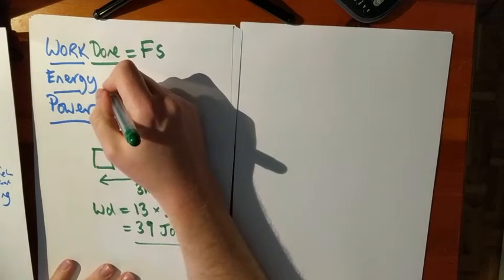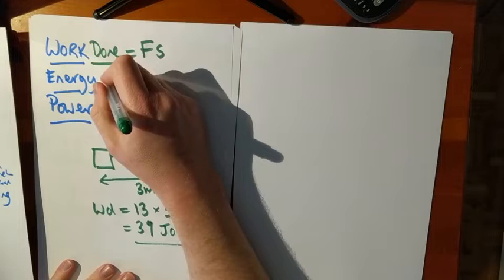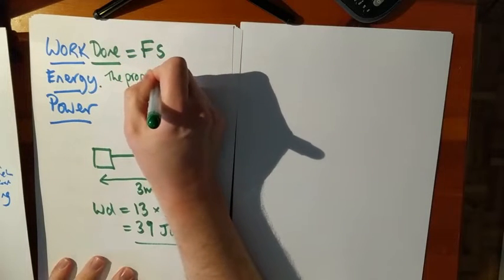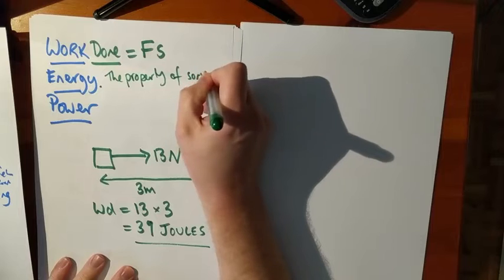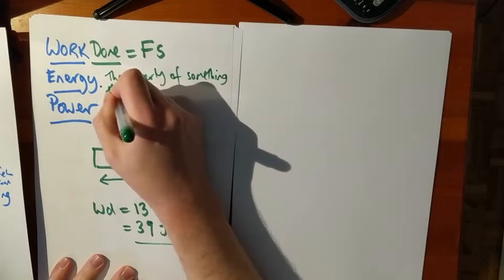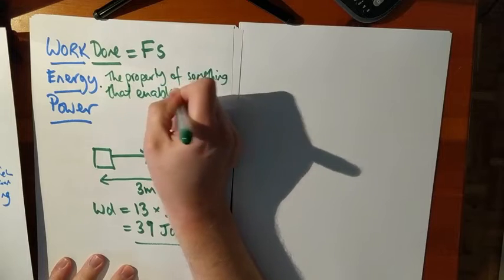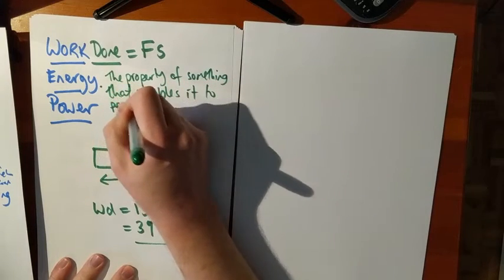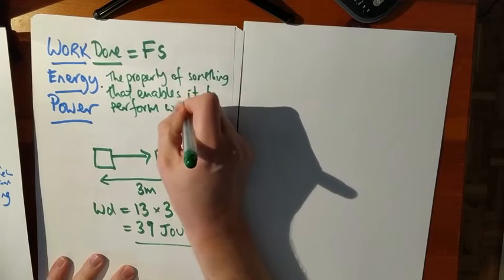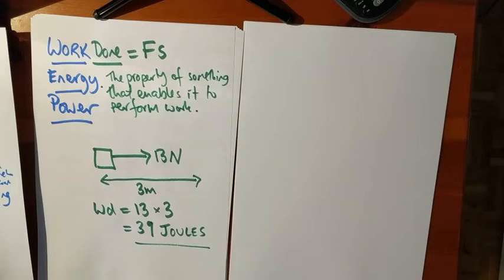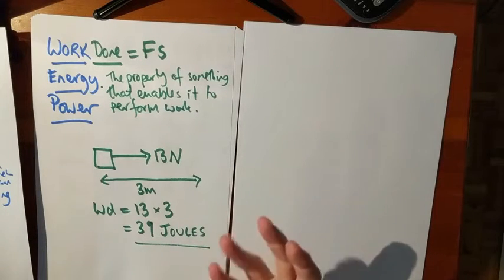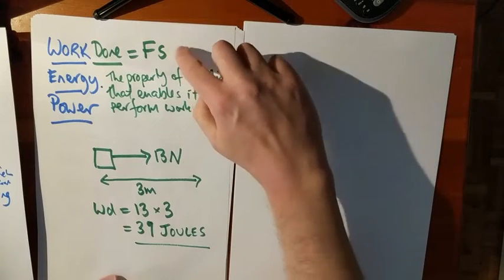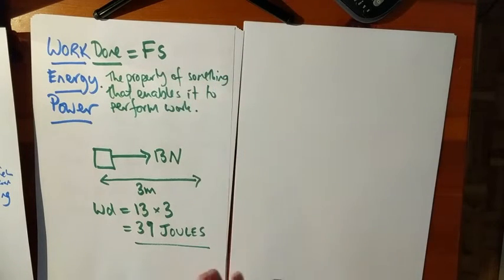But in general, you can think of energy as being the property of something that enables it to perform work as defined above, as being the force times the displacement. So we're going to be talking about things which are in motion horizontally, the kinetic energy of something that's in motion, or the potential energy of something that's falling. And all of these things, work done and energy, potential or kinetic, it's all measured in joules.